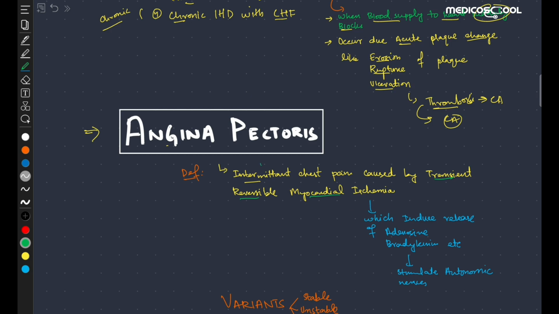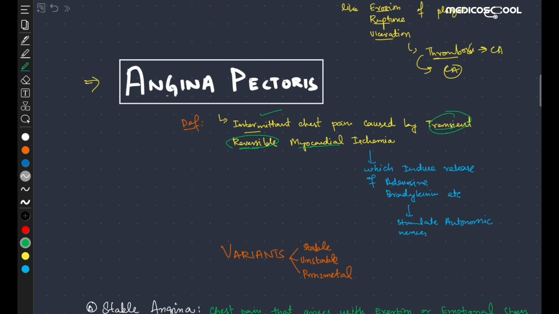Keep in mind, it is intermittent chest pain caused by transient myocardial ischemia, lasting about 20 minutes at maximum. It is reversible through treatment like nitroglycerin or rest.